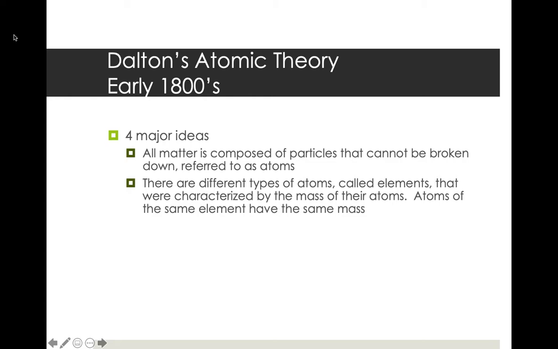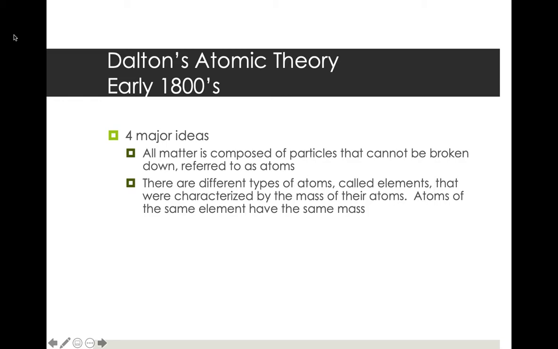Now, this is the part that has changed a little bit. Atoms of the same element, he proposed at the time, have the same mass, and atoms of different elements have different masses. The catch here is, if you look at the periodic table, all elements have different masses. But as we talk more in this chapter about where those atomic masses actually come from on the periodic table, we will see that it's not quite this easy.